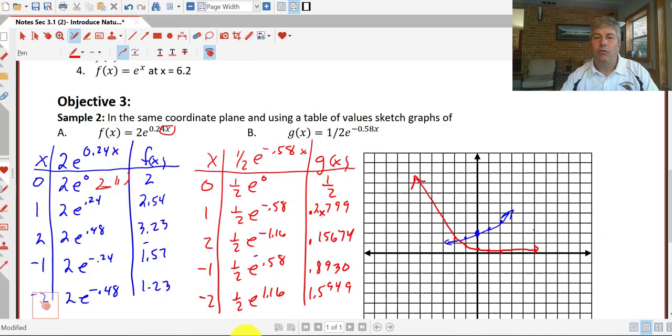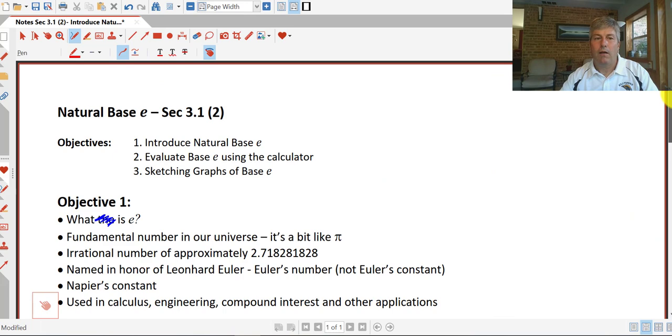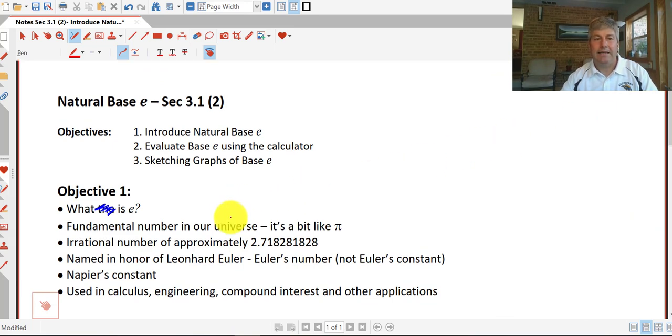So that concludes our introduction to the natural base e, and we'll work more on this when I see you in class.